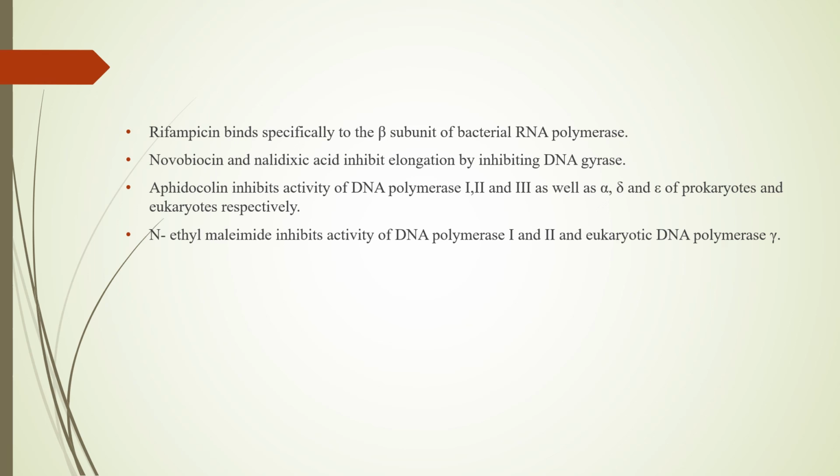Then we have novobiocin and nalidixic acid, which inhibit the elongation by inhibiting DNA gyrase, which functions as a replication swivel. Aphidicolin inhibits the activity of DNA polymerase 1, 2, and 3, as well as alpha, delta, and epsilon of prokaryotes and eukaryotes respectively. N-ethylmaleimide inhibits the activity of DNA polymerase 1 and 2 and eukaryotic DNA polymerase gamma.